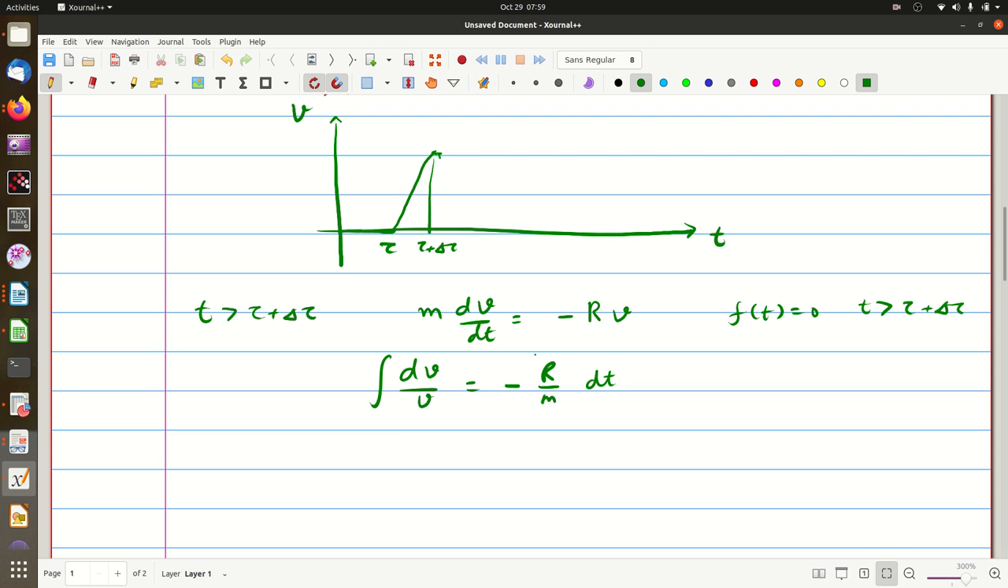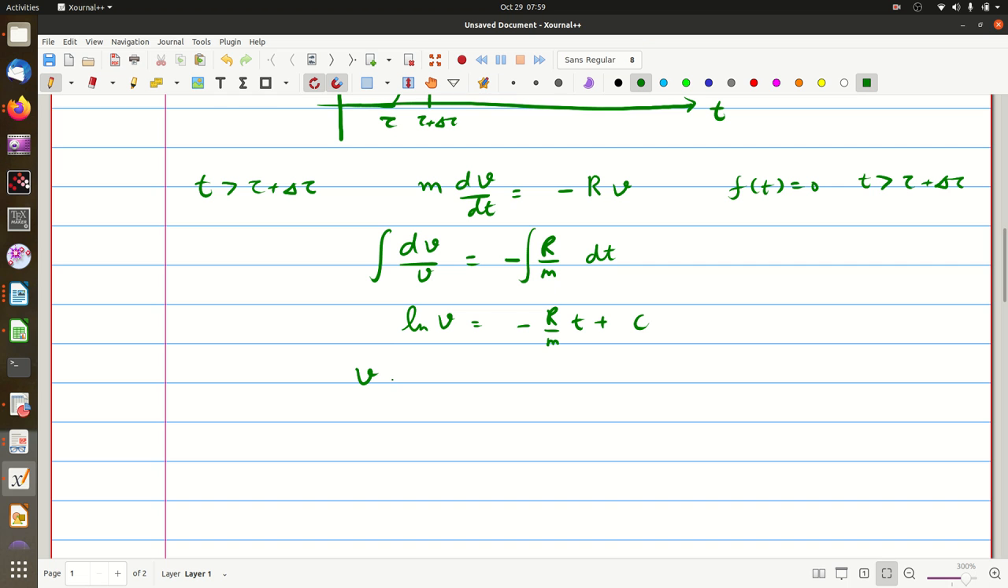So integrating on both sides, we get ln v equal to minus r by m times t plus some integration constant. So if you were to take exponential on both sides, we get v of t equal to exponential minus r by m times t plus c, that is exponential c, which I will call a, into exponential minus r by m times t. Okay, so this is the solution for t greater than tau plus delta tau. Now all that we need to do is to determine this a. What is a? To determine a, we need to apply the initial condition.